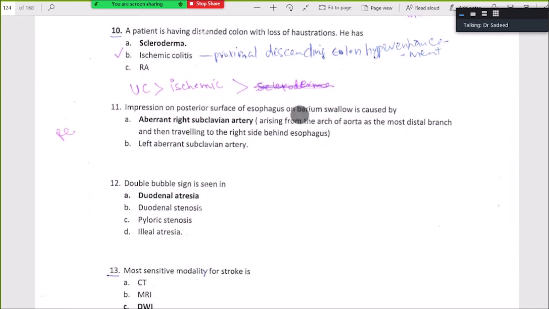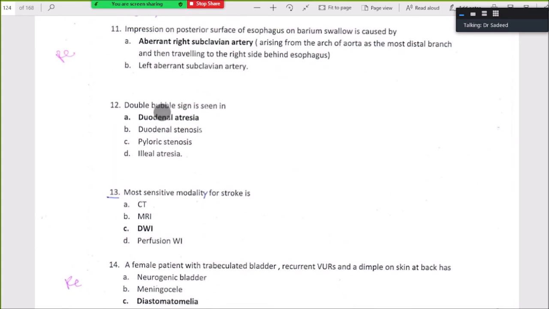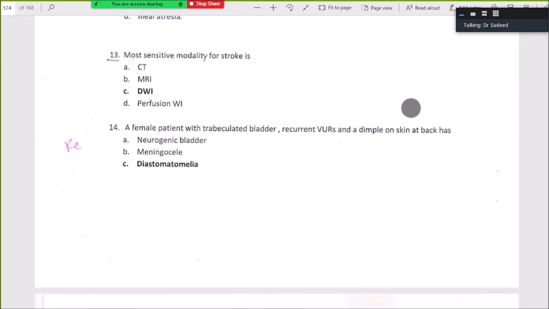11. Impression on posterior surface of esophagus and primary swelling caused by aberrant right subclavian artery. 12. Double bubble sign is seen in duodenal atresia. 13. Most sensitive modality for stroke is DWI.